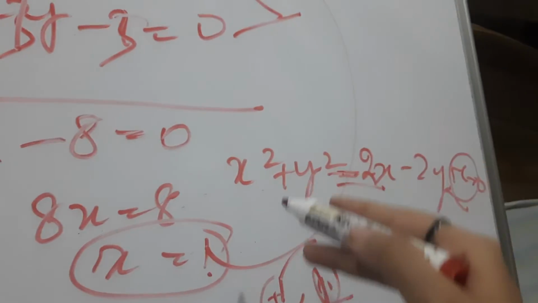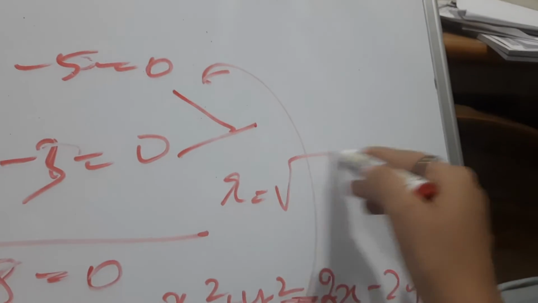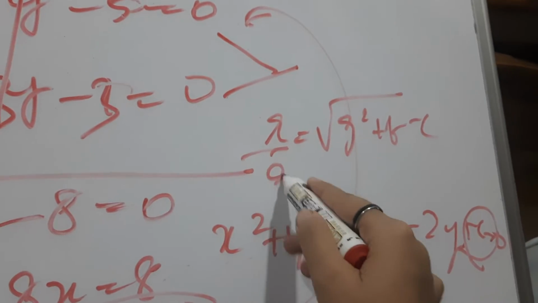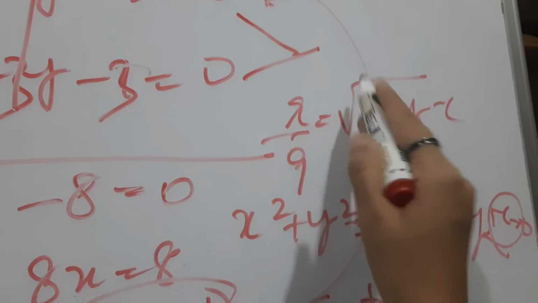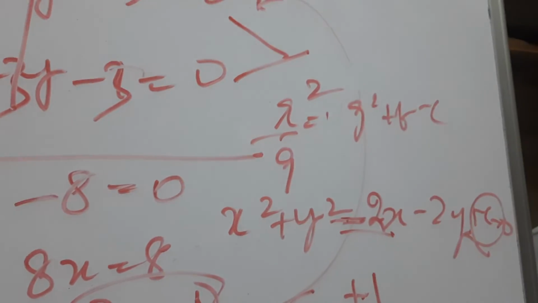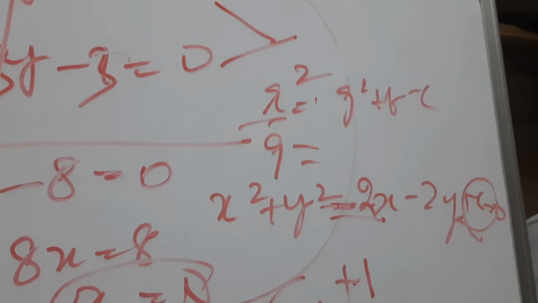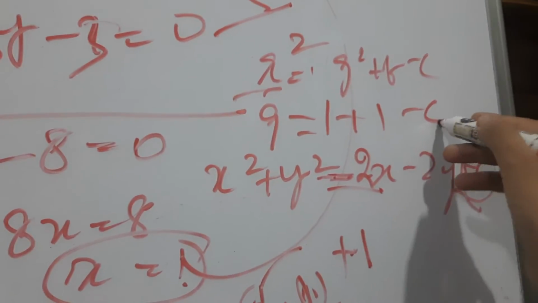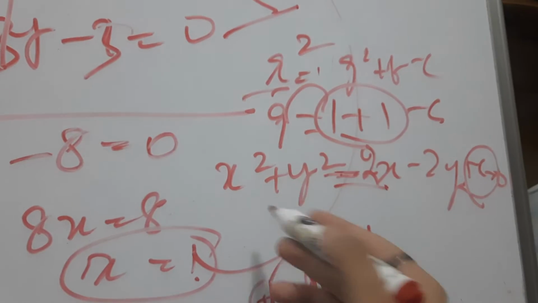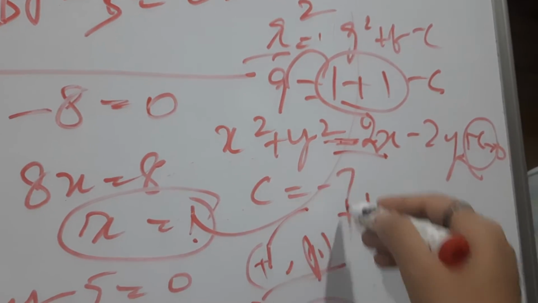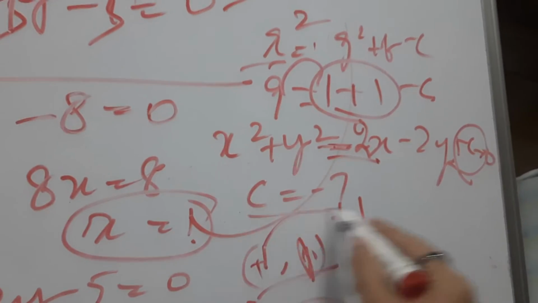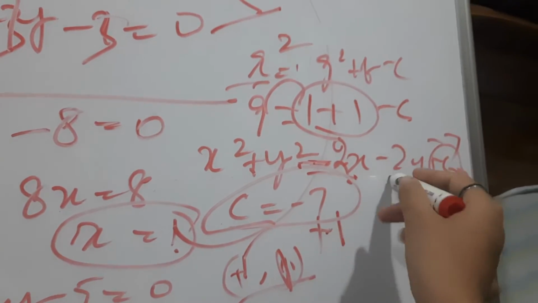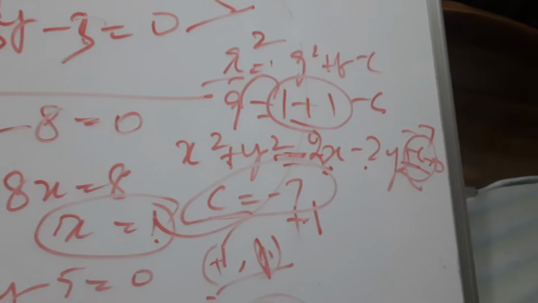What is c? We know r equals to under root g square plus f square minus c, right? We know r square is nothing but 9. Here this under root goes, just remove this under root, it becomes a square. So r square is nothing but 9. g square is 1 square is 1, plus 1 square is 1 again, minus c. So this will become 2, it will go there, so it will become c equals to minus 7. You get the value of c, so substitute here minus 7 and you get x square plus y square minus 2x minus 2y minus 7 equals to 0 is your answer.